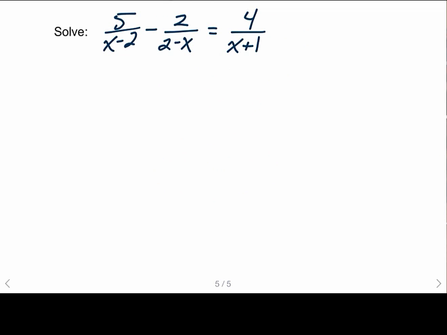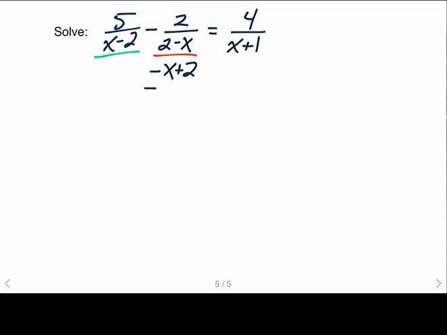For our last example, we have 5 over x minus 2 over 2 minus x is equal to 4 over x plus 1. We might be tempted to smash all these denominators together and call it the least common denominator, but it's actually not the least common denominator. The first denominator is x minus 2. The second denominator is 2 minus x. Same numbers, a different order. These are actually opposites of each other, which we could see if we wrote that second denominator, 2 minus x, first in descending order. Then we'd end up with negative x plus 2.